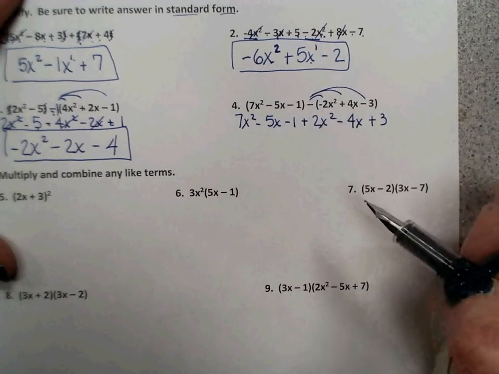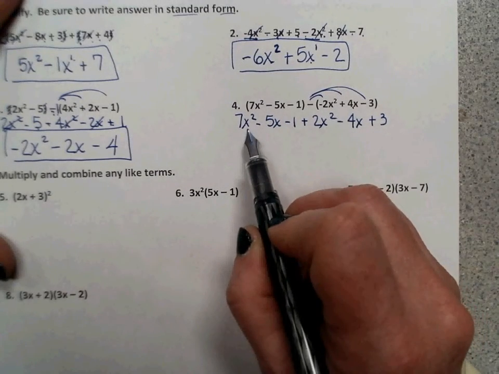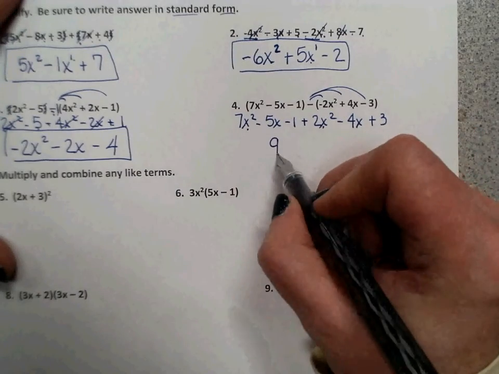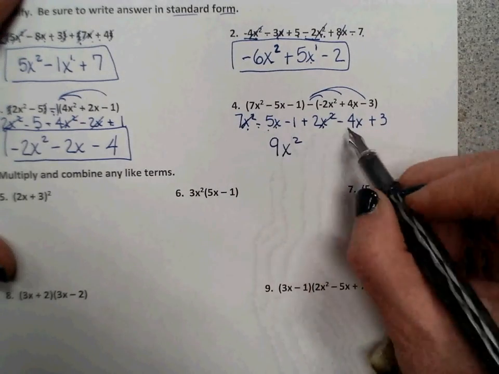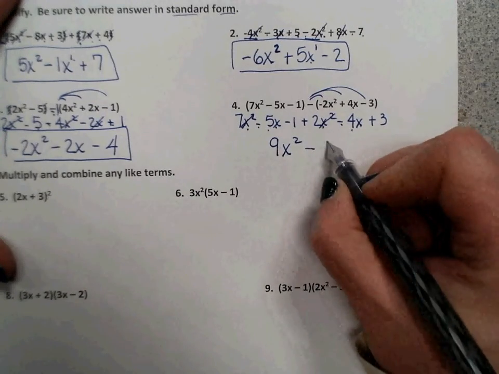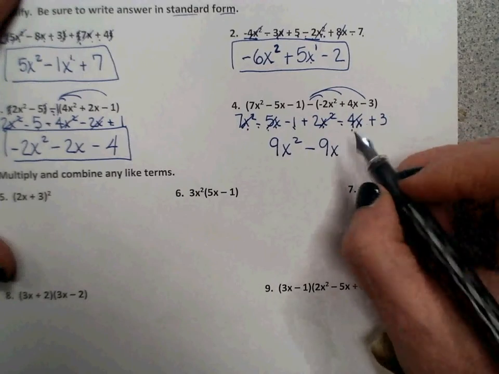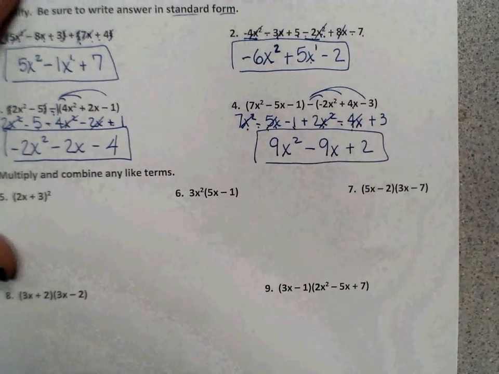And now I'm combining like terms. So this x squared, which has a +7, and the +2x squared, give me 9x squareds. -5x and -4x add up to -9x. And finally, -1 plus 3, +2 in standard form.